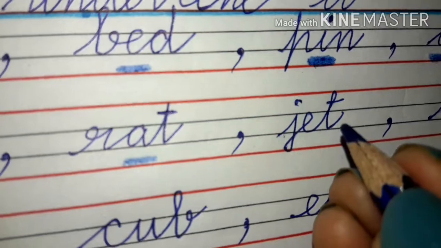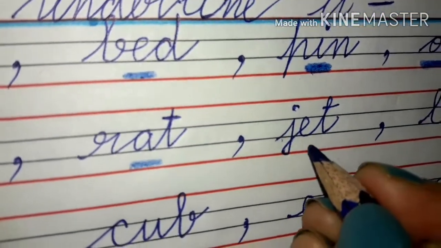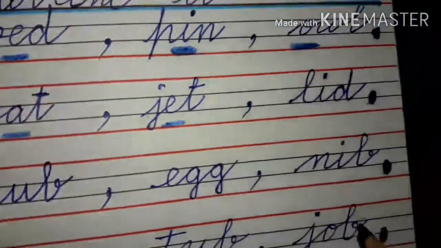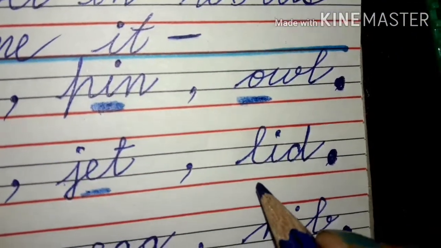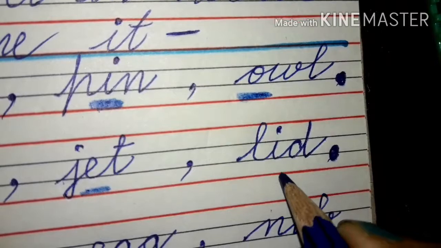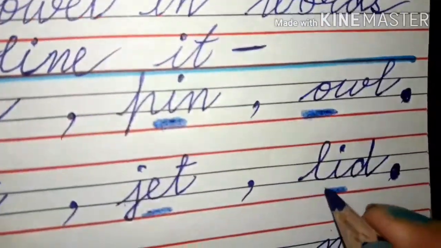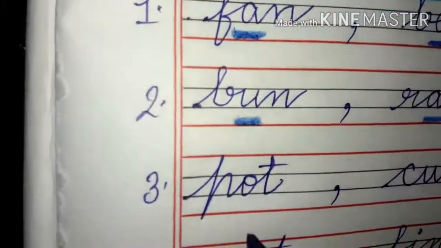J, E, T, jet. E is a vowel in this word. Next word is L, I, D, lid. I is a vowel in this word. Come to the next line.